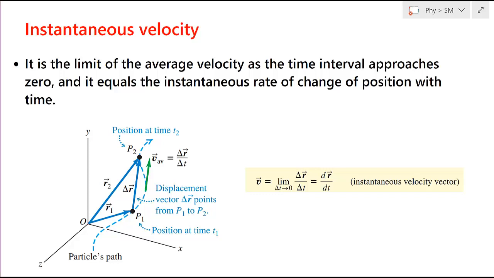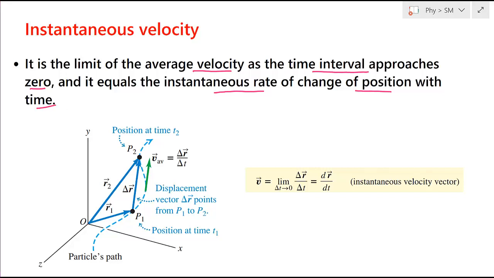So it is the limit of average velocity as the time interval approaches 0, it is equal to the instantaneous rate of change of position with time. So instantaneous velocity is nothing but instantaneous rate of change of position with time. So when your time is very small, that is 0.0001 second or even less than that, in that case your average velocity becomes or tends to instantaneous velocity.